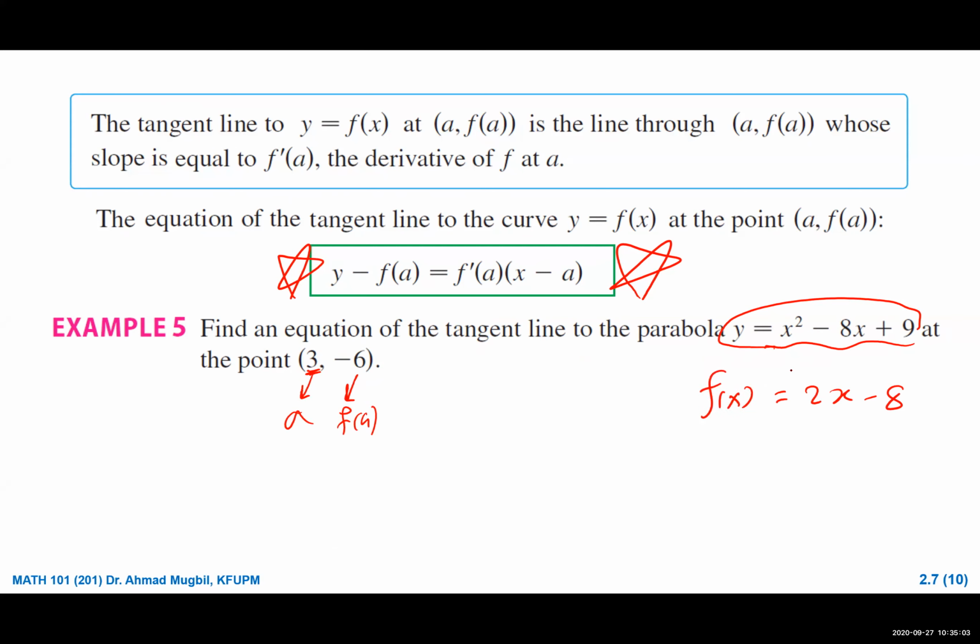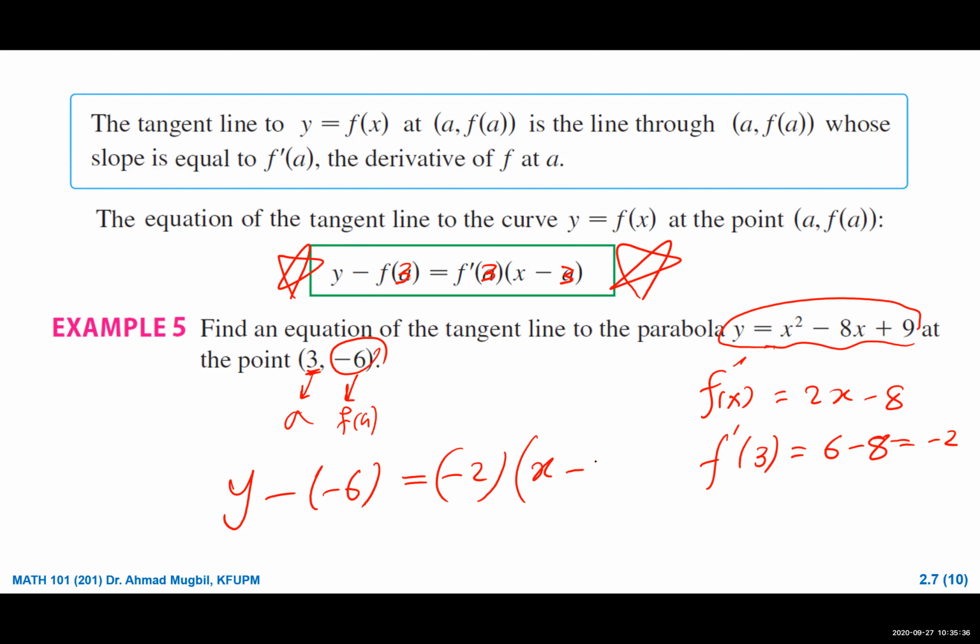Now what will be f prime at A? What is f prime at 3? It will be 2 times 3, which is 6, minus 8, so negative 2. So this is f prime at 3. And we can now apply this formula here. Instead of A, it is 3. Now here we will have y minus f at 3 equals f prime at 3, which is negative 2, times x minus A, x minus 3.